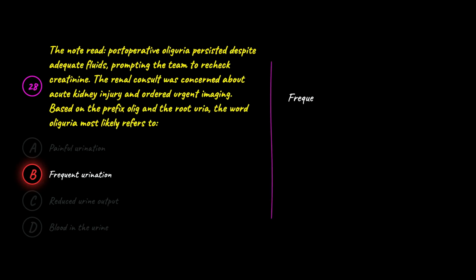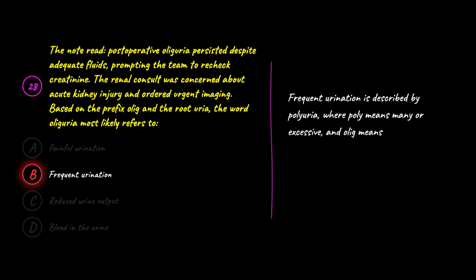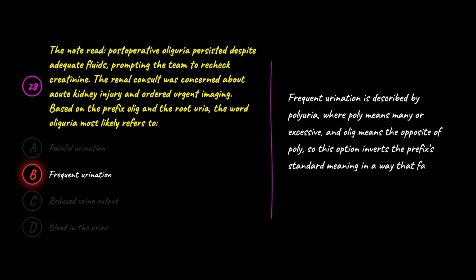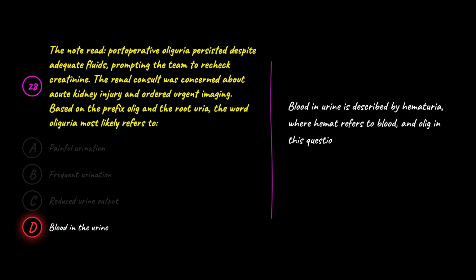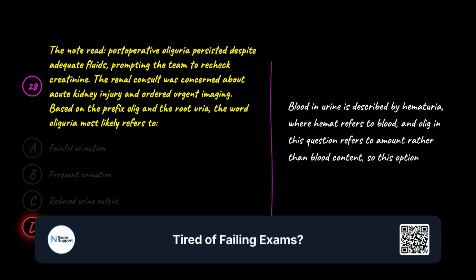B is wrong because frequent urination is described by polyuria, where poly means many or excessive, and olig means the opposite of poly, so this option inverts the prefix's standard meaning in a way that fails the analysis. D is wrong because blood in urine is described by hematuria, where hemat refers to blood, and olig in this question refers to amount rather than blood content, so this option misses the actual word parts in use.